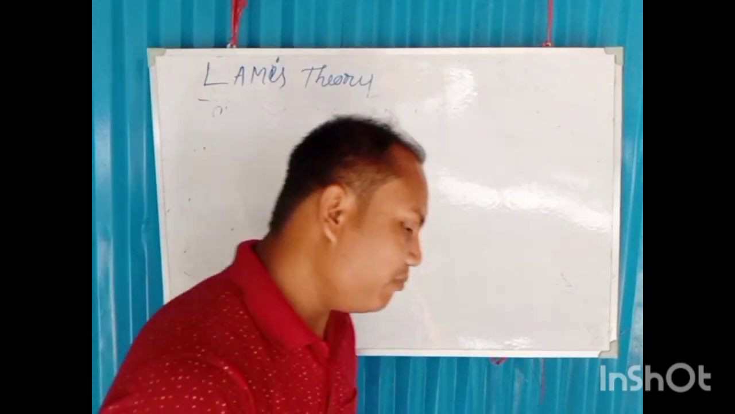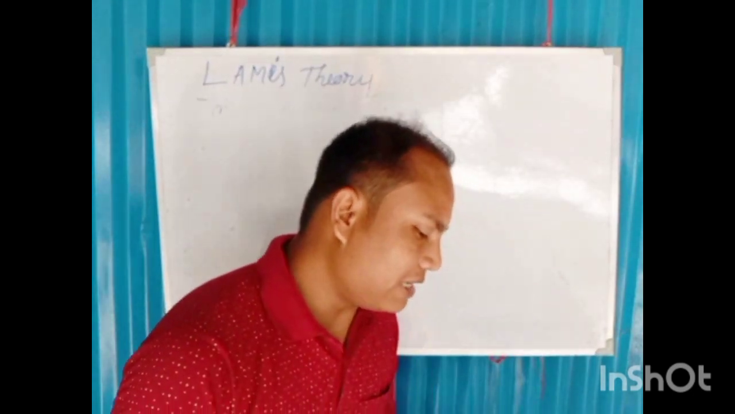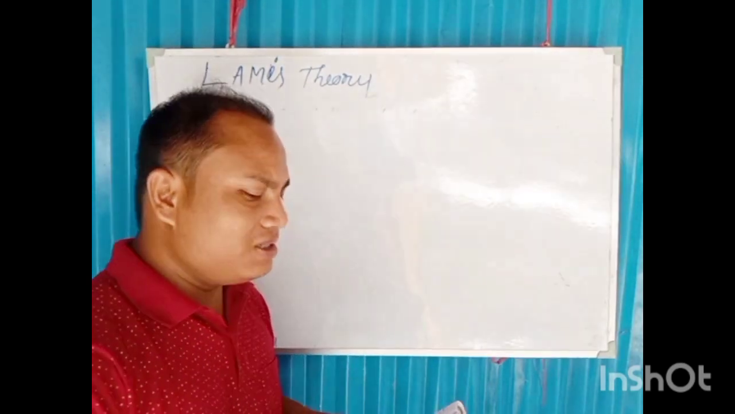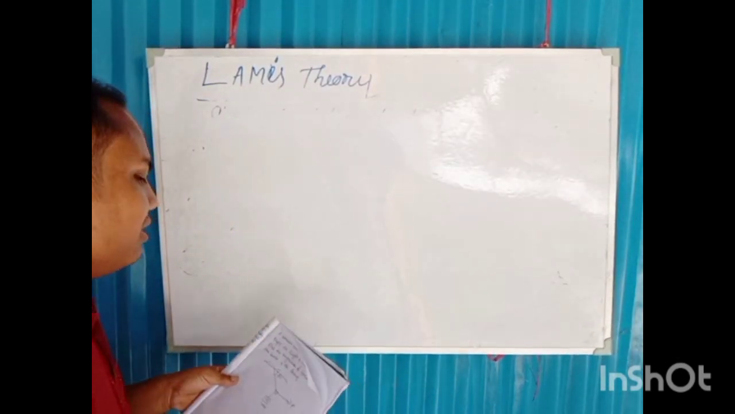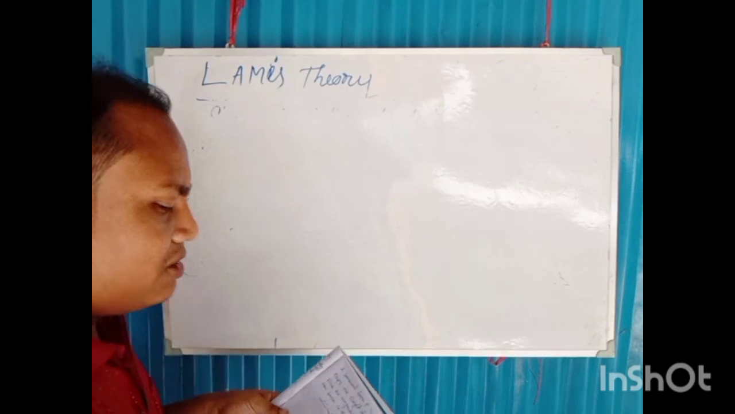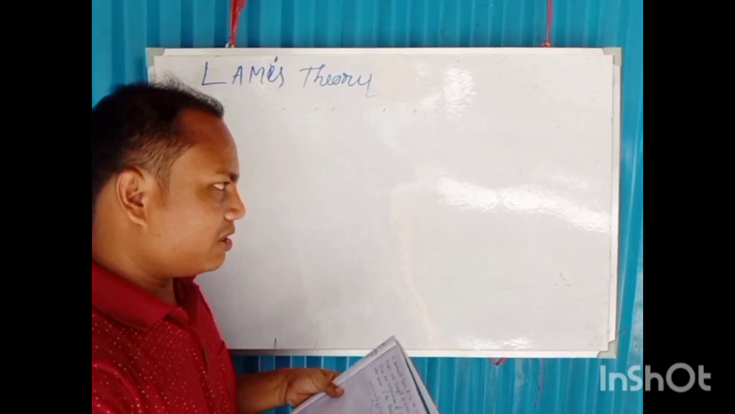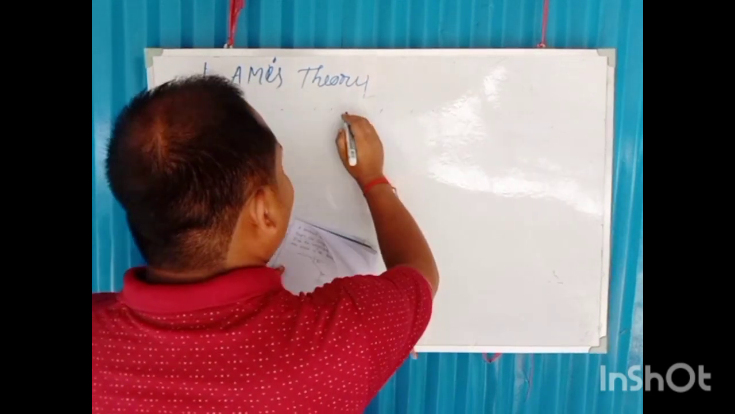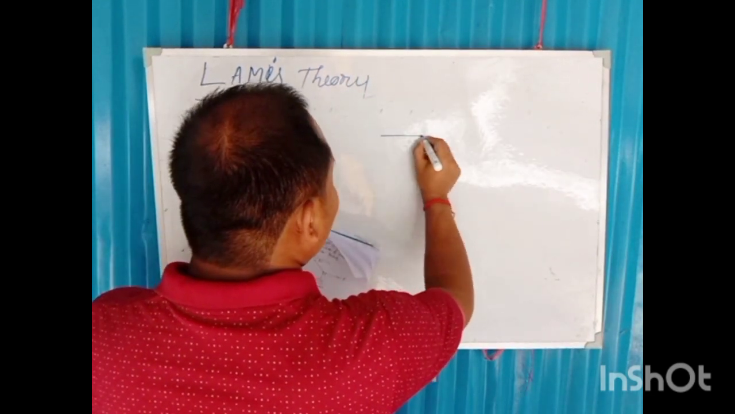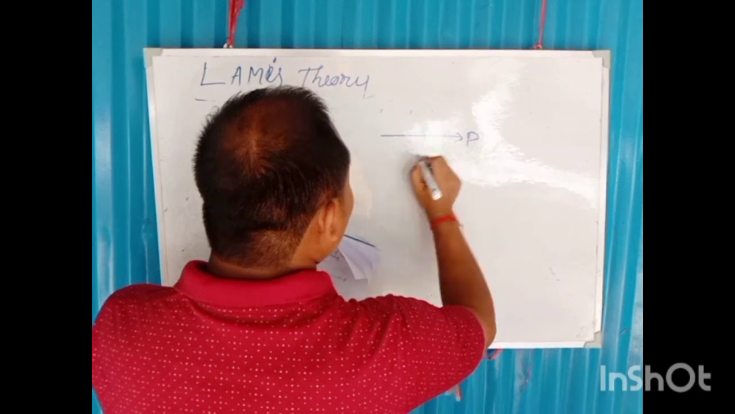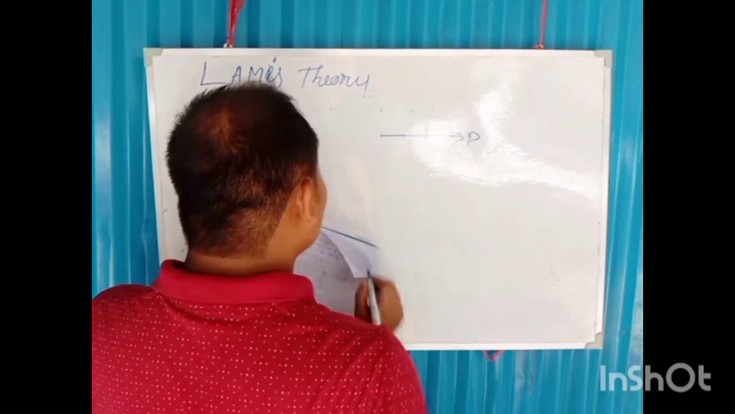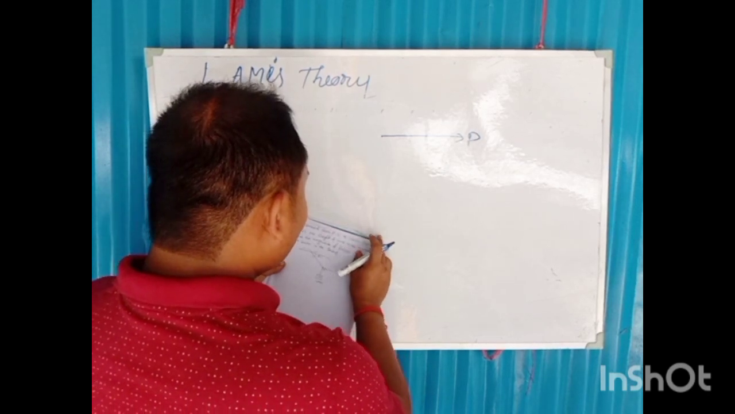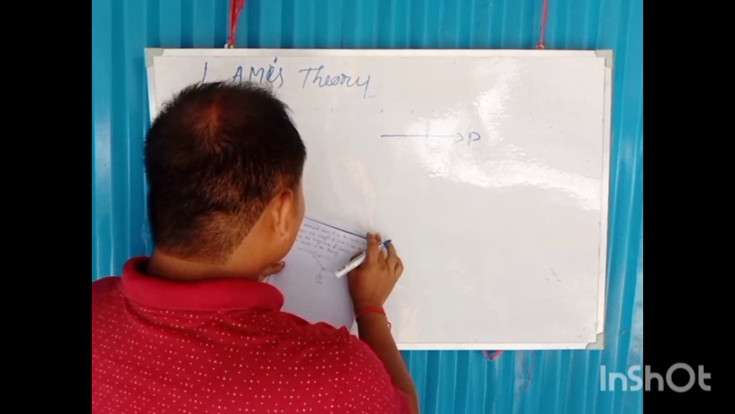Have a look at a problem so that it will be clear to understand. A problem has been written. A horizontal force P is shown in the figure. Okay, this is horizontal force P, as shown in the figure, keeping the weight in equilibrium.